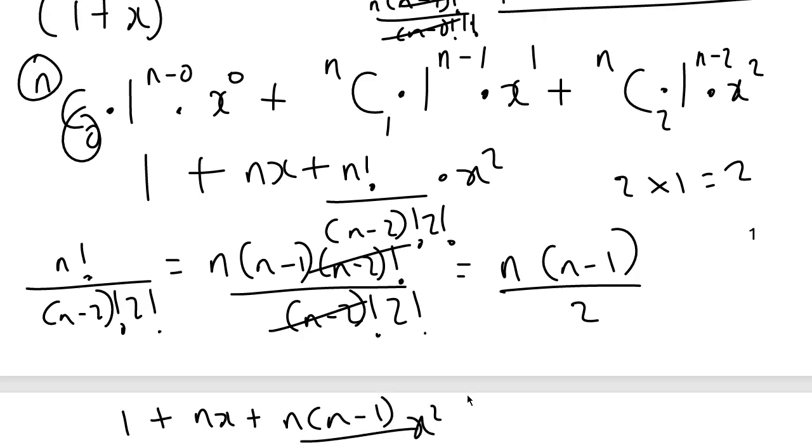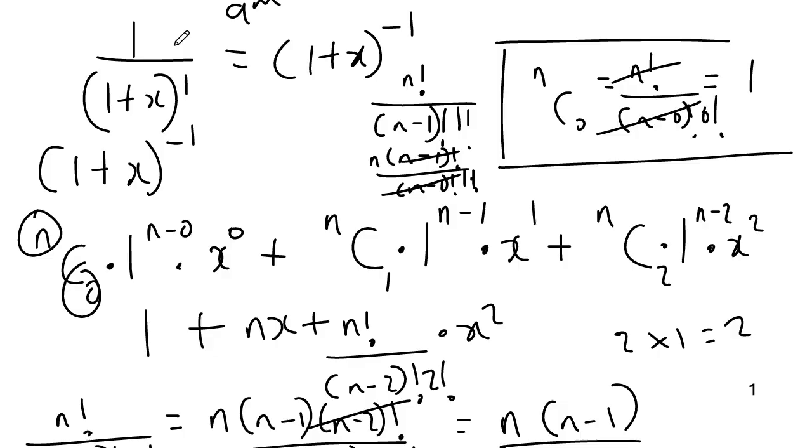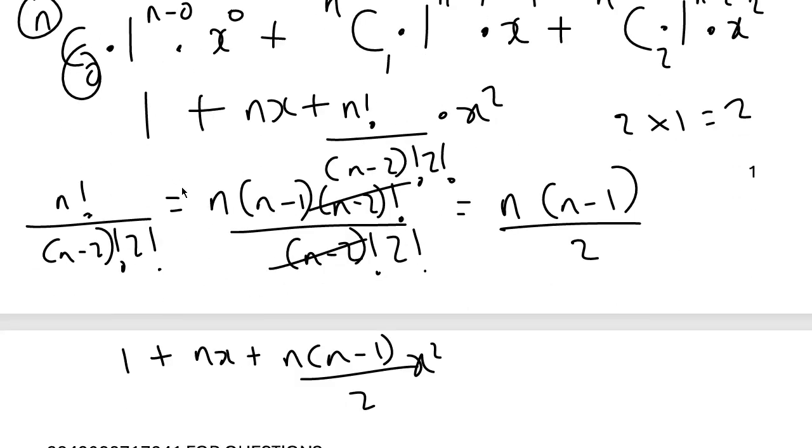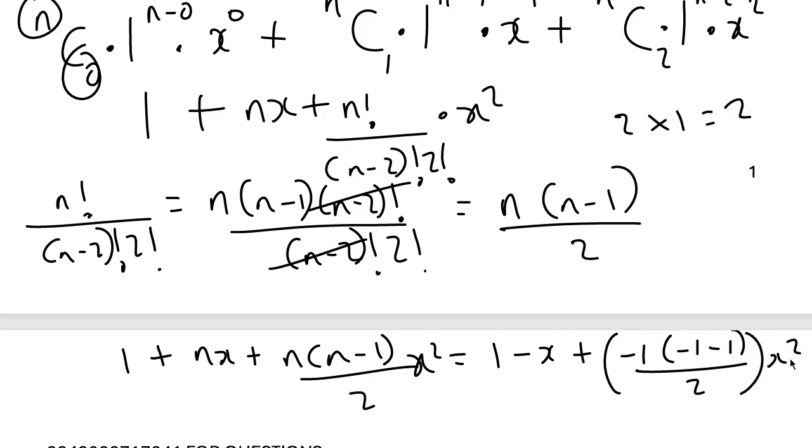Then you just substitute the value of n, and in this case 1 plus x was raised to the power of negative 1. So you simply substitute negative 1 anywhere you have n. And what's that going to be? 1 minus x plus negative 1 into negative 1 minus 1 all over 2 x squared. Are you following? So that will be 1 minus x, and then negative 1 minus 1 over here is negative 2.